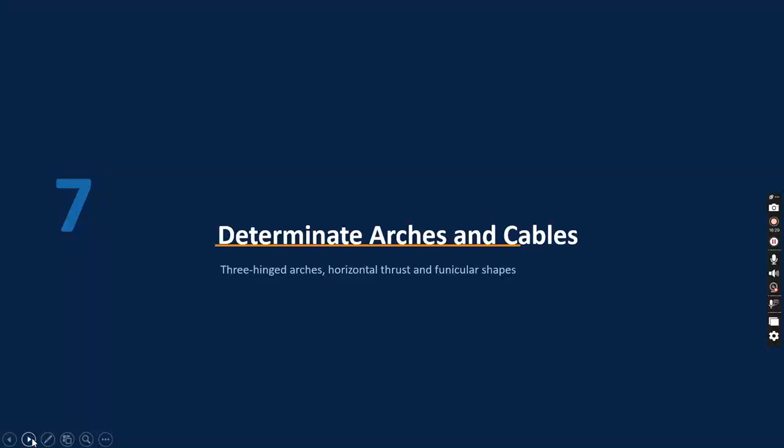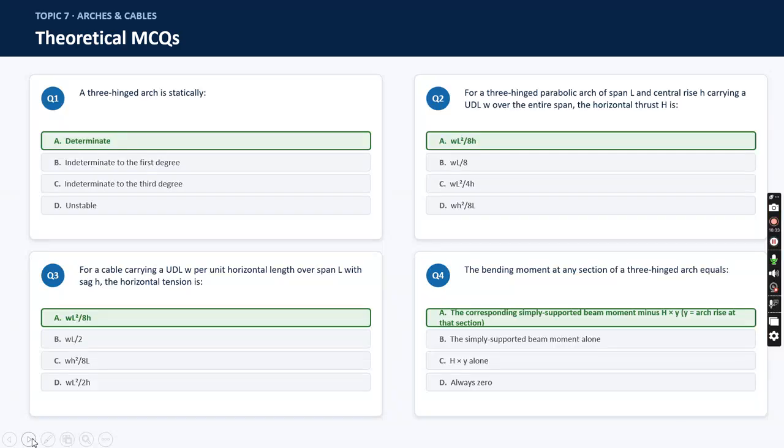Next comes determinate arch and cable. A 3-hinged arch is statically determinate. Option A is the right answer. For a 3-hinged parabolic arch of span L and central rise H carrying a UDL W over the entire span, the horizontal thrust H is WL square by 8H. Option A is the right answer.